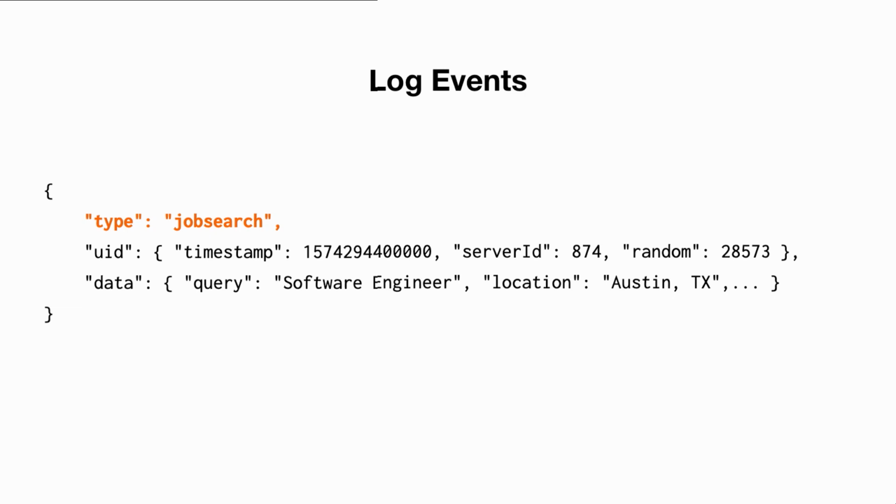So this is roughly what that looks like in our log repository. So every log event in our repository has three things. One is a type, in this case job search, that identifies what kind of event this is. The other is a unique ID, or UID, which contains a bunch of uniquely identifying information like when the log happened, where it happened, and other things like that. And then obviously the data the team wants to use in their analysis. So in the case of job search, this would be what that person queried, where they were, stuff like that.